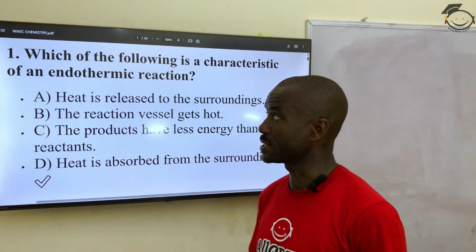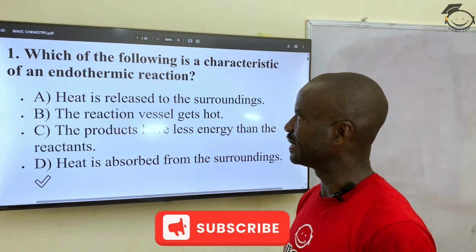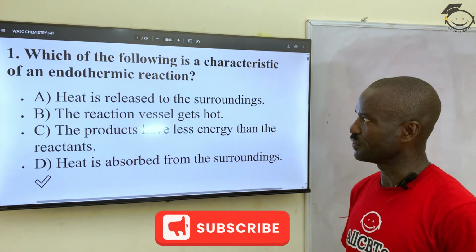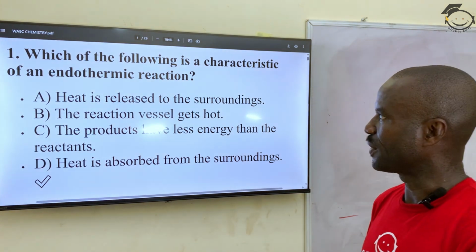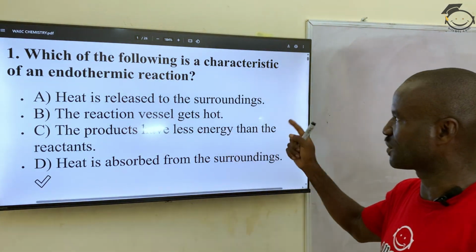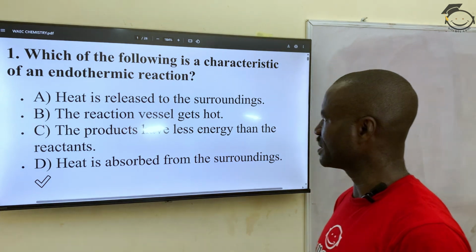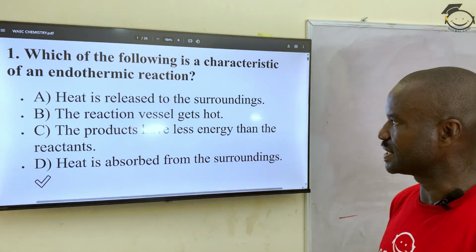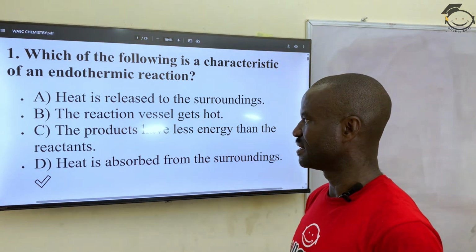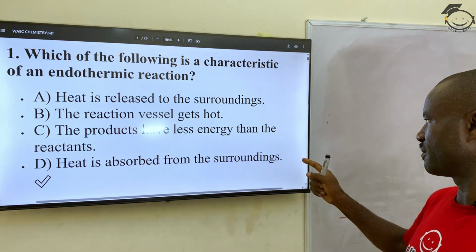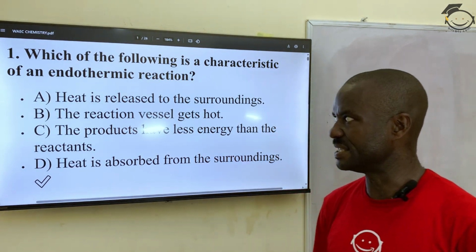Okay, let's take question 1. Which of the following is a characteristic of an endothermic reaction? A, for endothermic reaction, heat is released to the surrounding. No, that's an exothermic reaction. B, the reaction vessel gets hot. No. C, the products have less energy than the reactants. That is the reverse. D, heat is absorbed from the surrounding. Yes, the system becomes cool. So the correct answer is D.